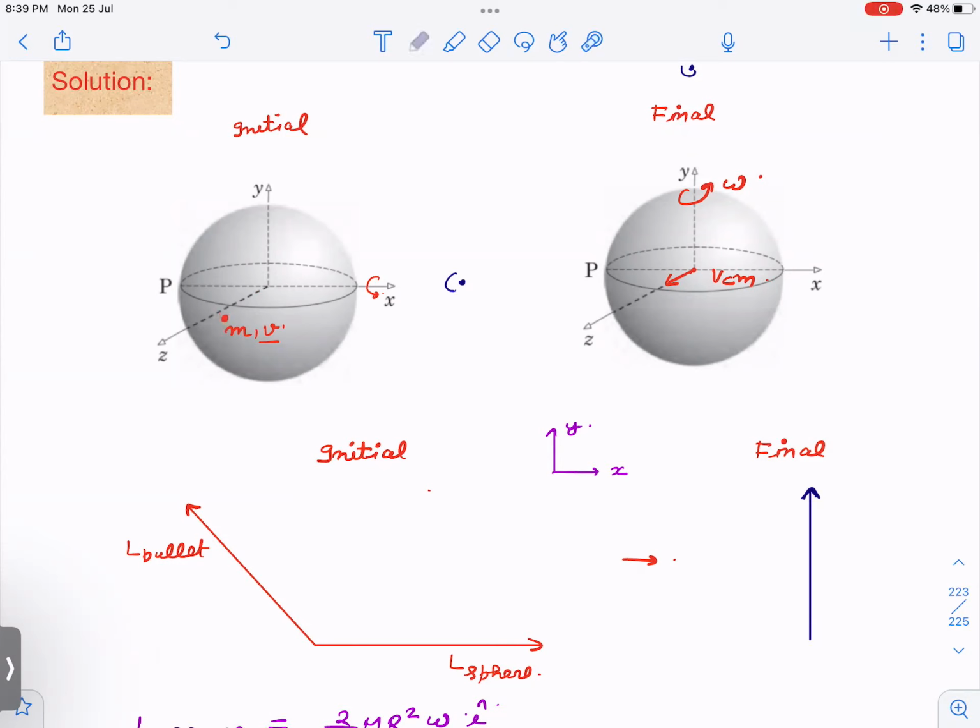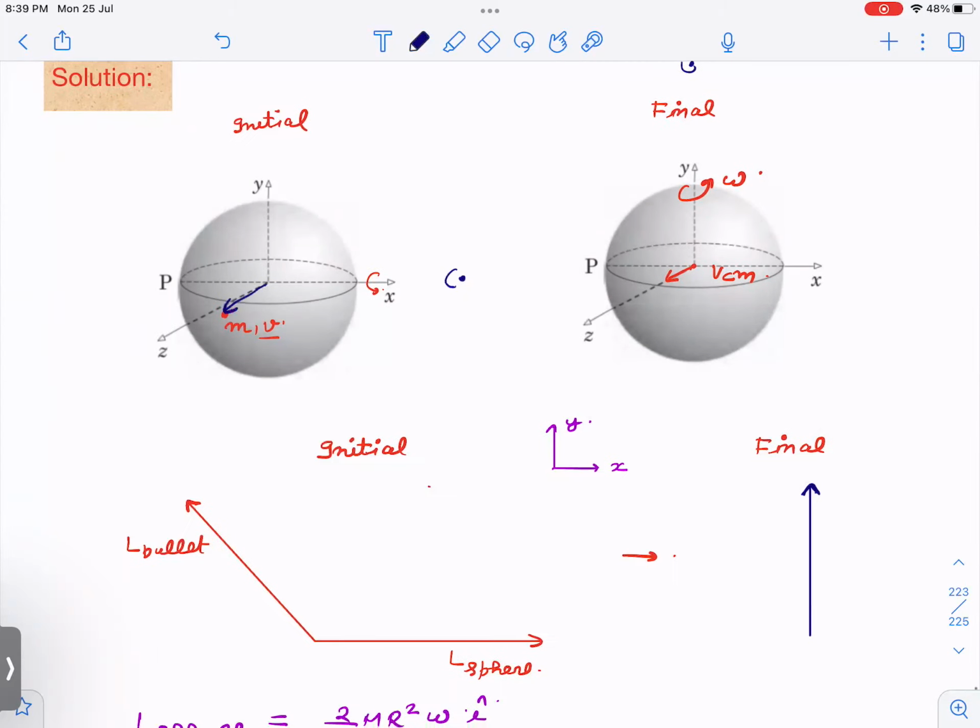Why? Because about the origin, the r vector will be like this, and the velocity vector, the linear momentum vector, is out of the plane. So use the right hand rule or left hand rule, any rule for cross product. You will see that the angular momentum will be in this direction. So one vector is this, another vector is in the z direction. Take the cross product of these two vectors and you will get that direction. Fine. So that is how we have decided that the particle is coming in this quadrant.